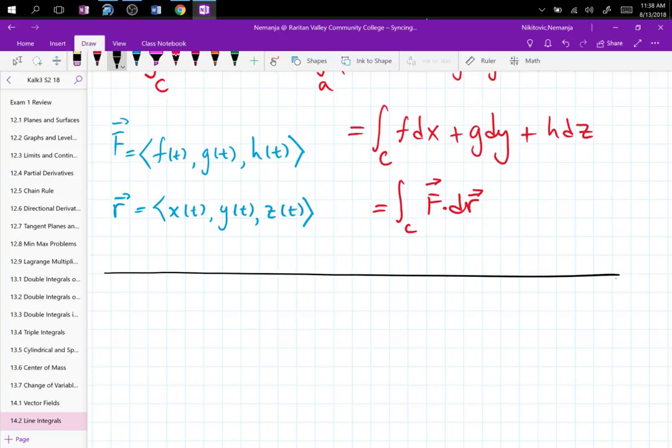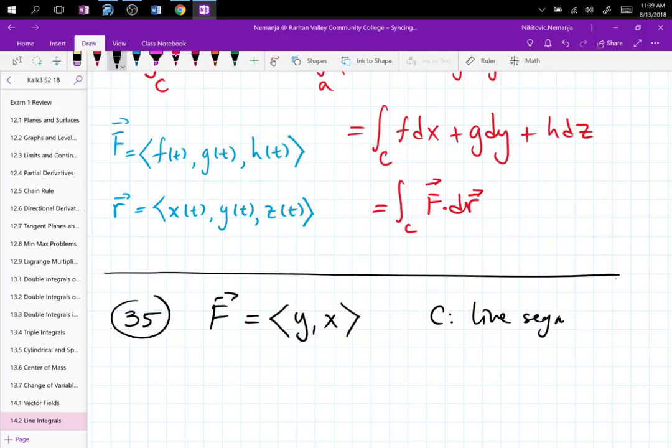And then you get the physics problem to calculate work or something. Let's see, what do we have? We are going to do a vanilla problem first, and then we're going to take a look at something more menacing. So how about we start with something as nice as, let's say, 35. We have a vector field given as yx. Our curve C is a line segment from (1, 1) to (5, 10).